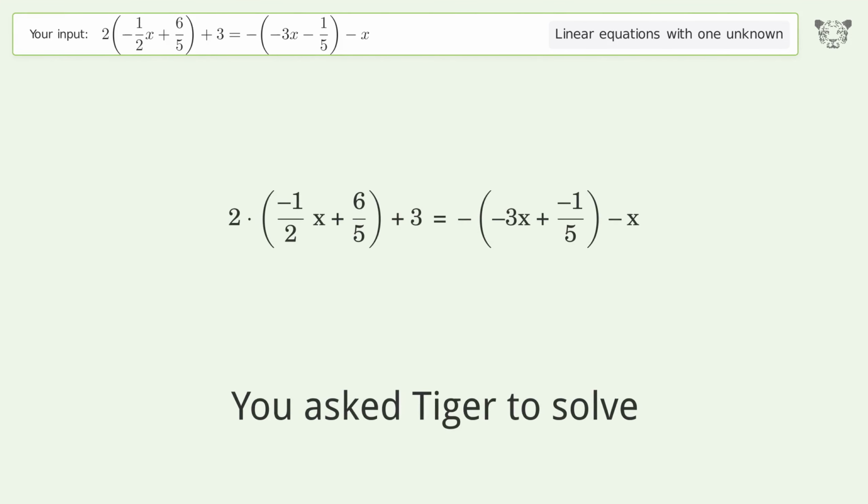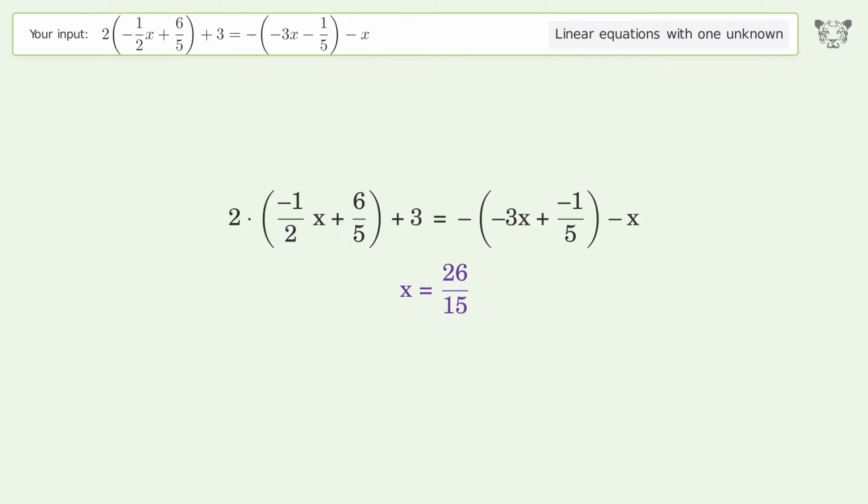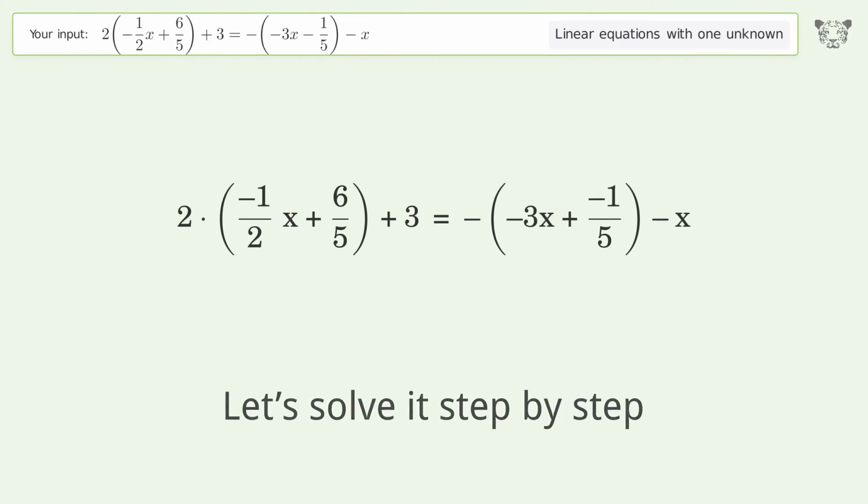You ask Tiger to solve. This deals with linear equations with one unknown. The final result is x equals 26/15. Let's solve it step by step.